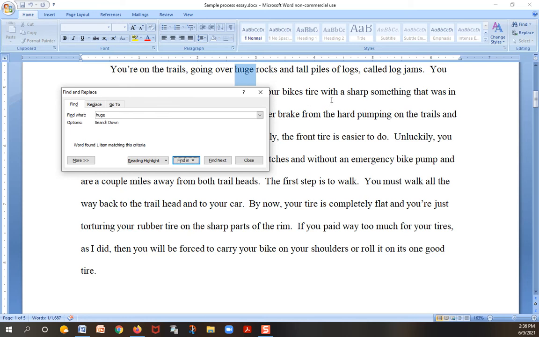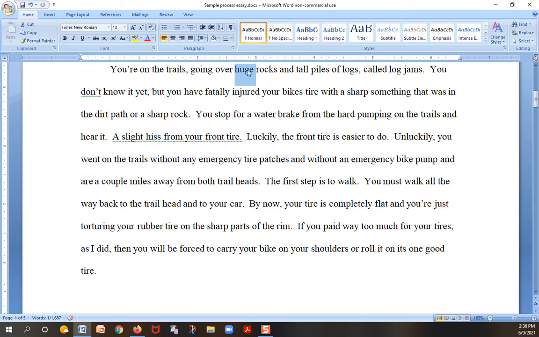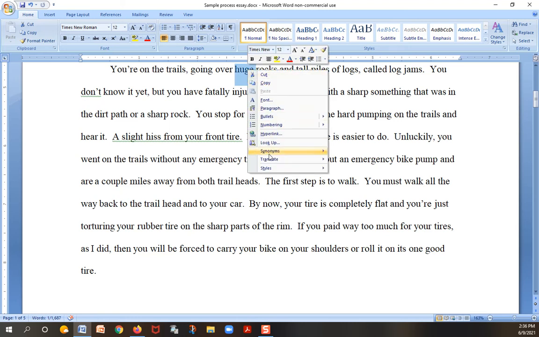So what you can do is, okay, I don't know what to use for huge. I'm going to right-click on the word. Excuse me. And then I'm going to go down to this little pull out here called synonyms. And it will pull up a short list of synonyms: enormous, vast, gigantic, massive. I kind of like the word massive. I'm going to put that in. So you're on the trails going over massive rocks. So we took care of that.